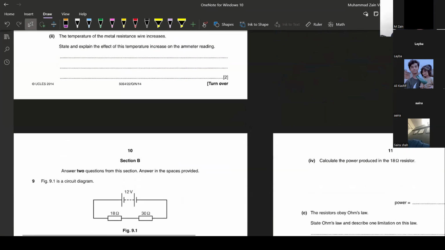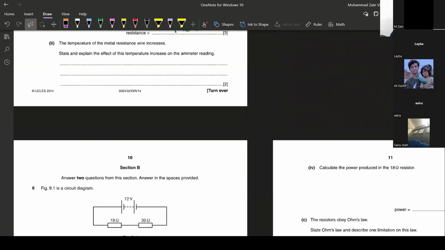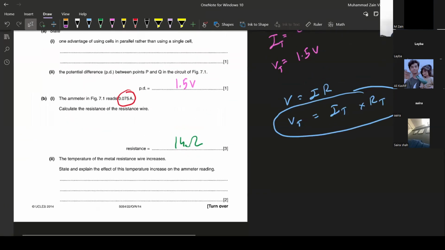Clear, Ali? Okay, so there were two Alis. Ali Kashif was asking the question and Ali Jawad was answering, in case someone is confused.